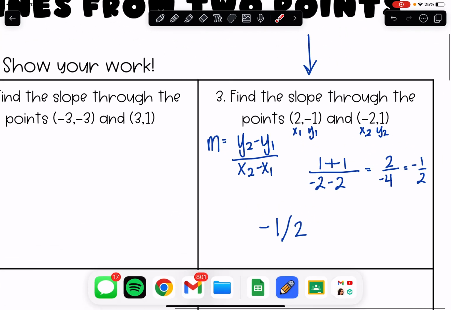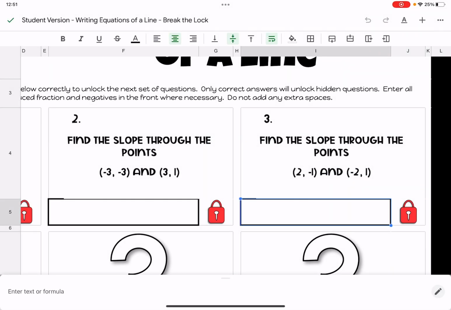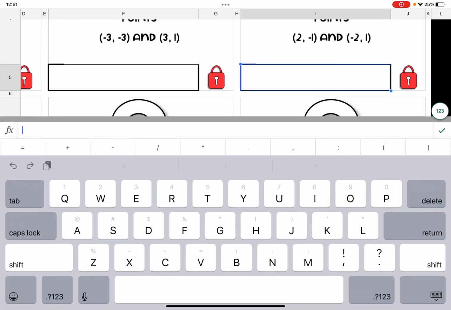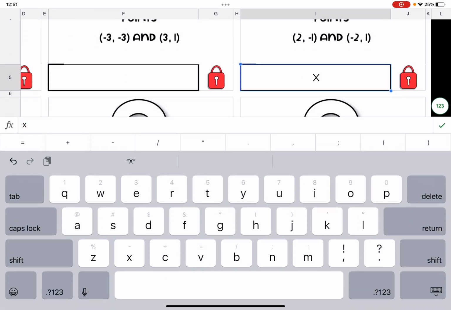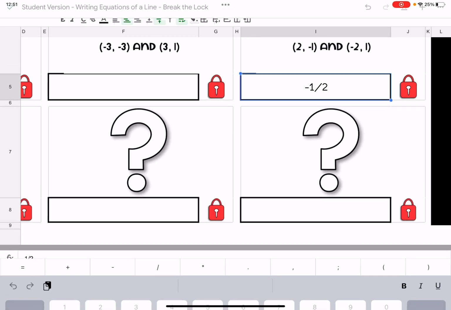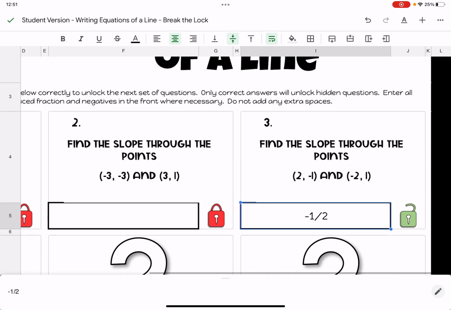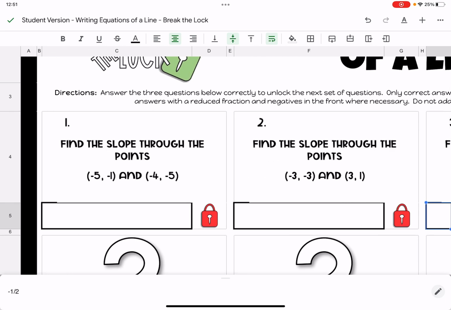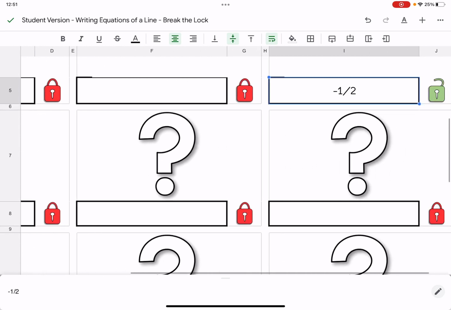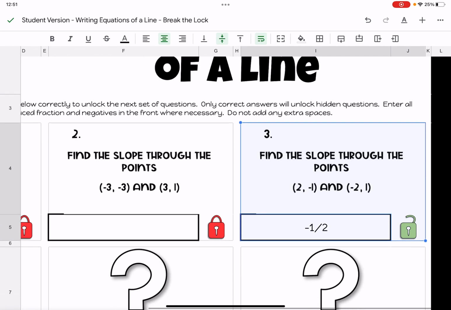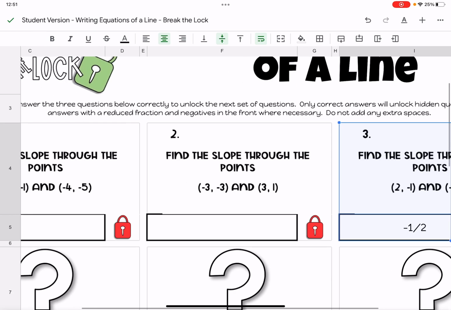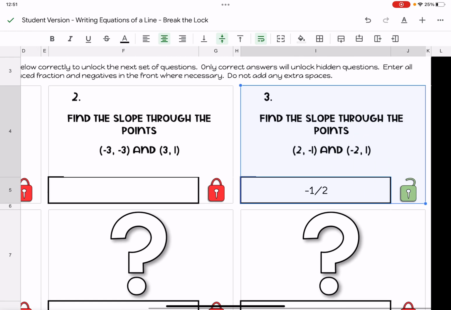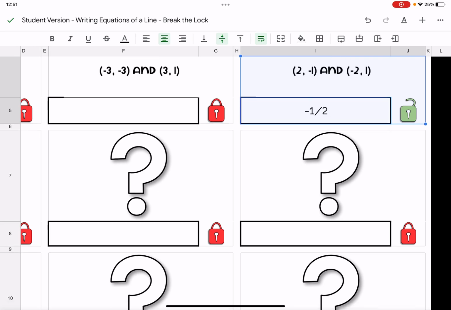If you're looking at the Google Sheet, and I can pull up the Google Sheet, all we want to type in is negative 1/2, and it will unlock that 1. So see how it went from red to open green? So your goal is to get this whole row green, and then it will bring you down to the next row, okay? So take some time, pause this video, do the first 2 on your own, and then we'll come back and we'll do this column together so you then can kind of go reverse.